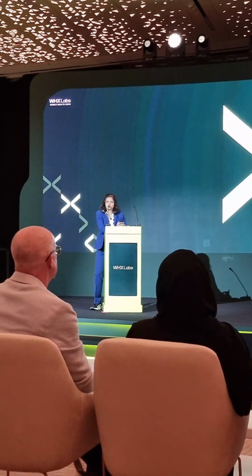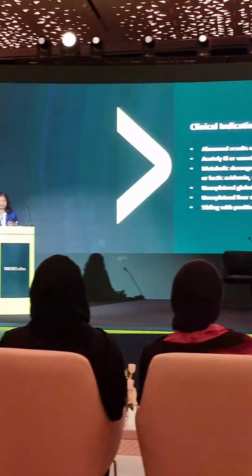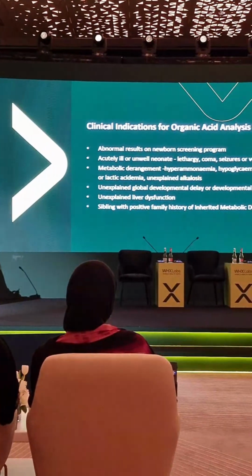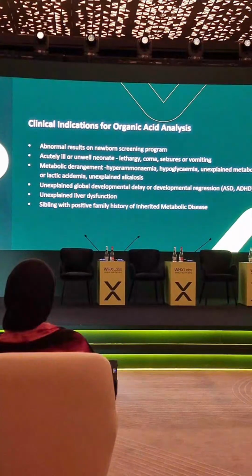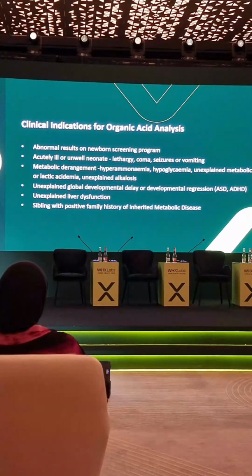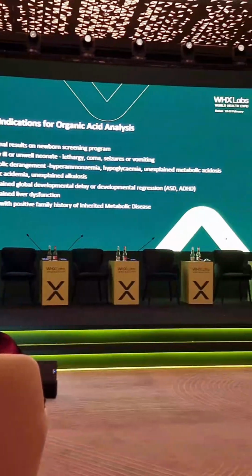Sometimes there are developmental delays, especially associated with autism spectrum disorder as well as ADHD, in the pediatric clinics. So you may want to do organic acid testing to rule out any inherited metabolic diseases. Sometimes patients can present with unexplained liver dysfunction, especially in tyrosinemia type 1, where you may want to rule it out. And of course, if there is a strong positive family history of metabolic disease, you would want to do organic acid testing.